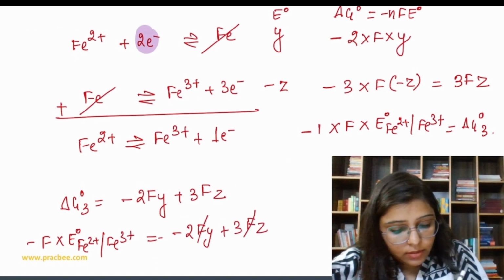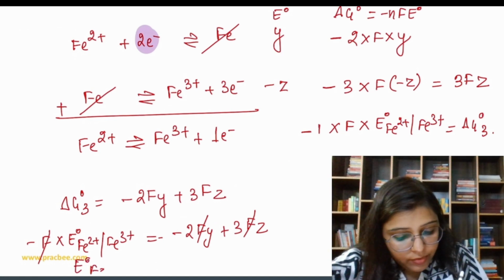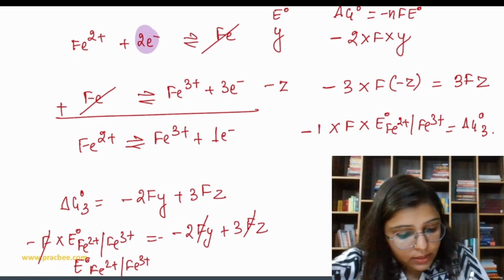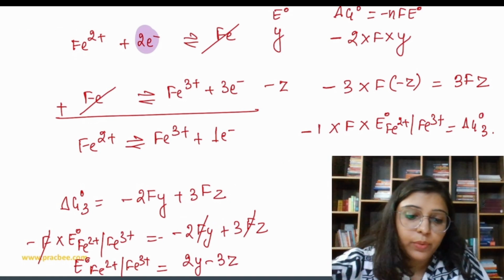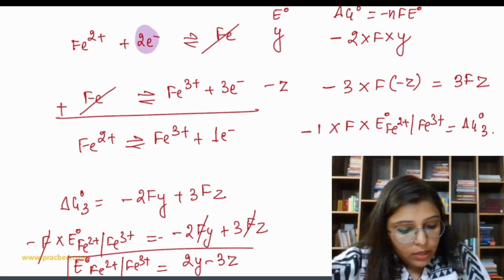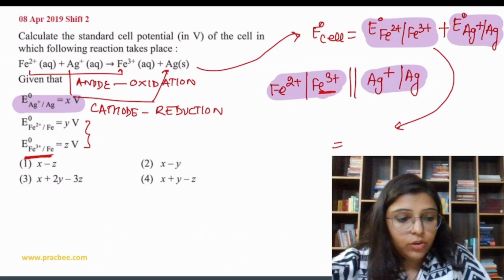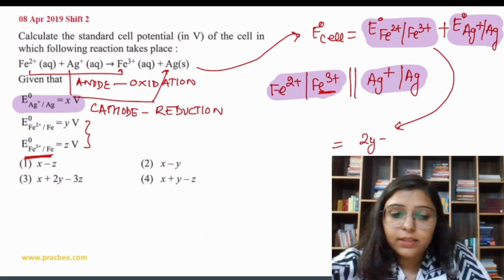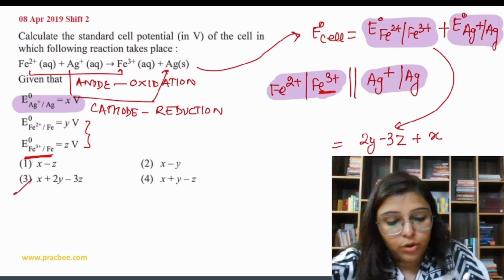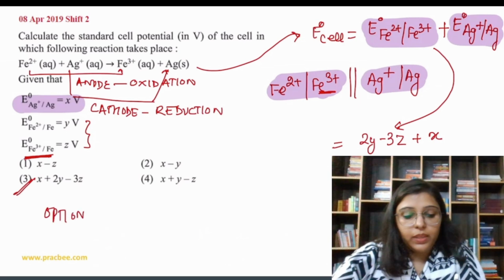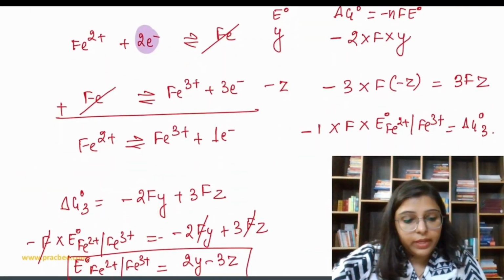So let's cancel Faraday. We get E naught of Fe2 plus to Fe3 plus as 2y minus 3z. Now let's put this value in the above equation. E naught of Fe2 plus to Fe3 plus is 2y minus 3z and Ag plus is x. So the answer is going to be x plus 2y minus 3z, option number 3. Option 3 is correct. Okay, now let's do the next question.